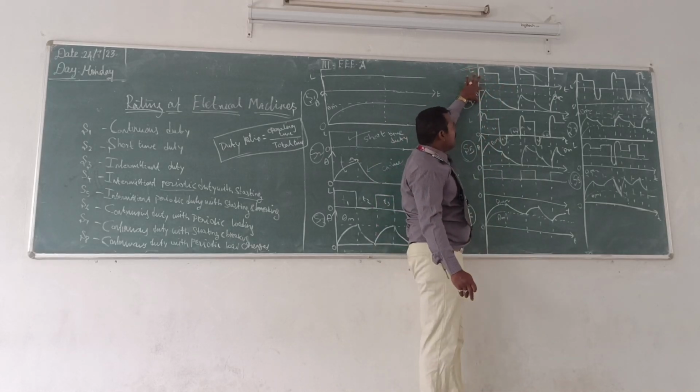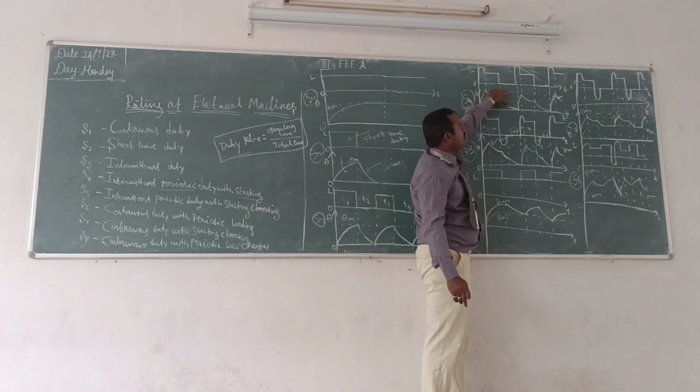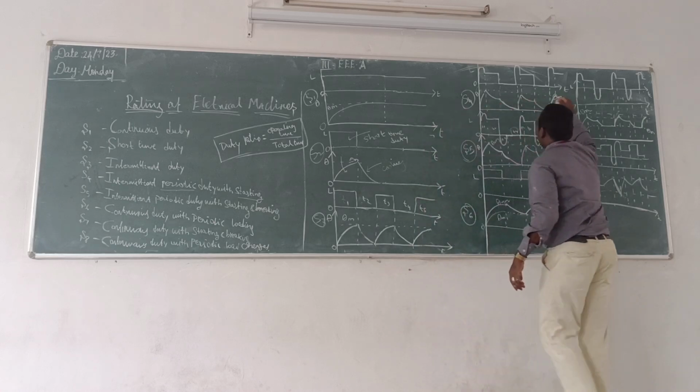So whenever we increase the load, the temperature rises, then the load is reduced and the temperature falls, the machine goes to rest, and the temperature reduces further. Similarly, the graph will become like that.